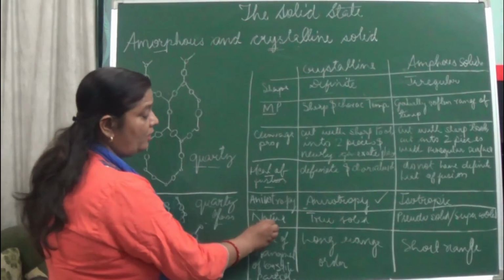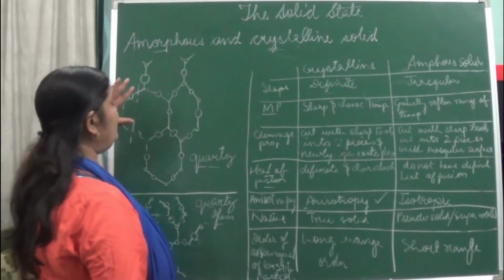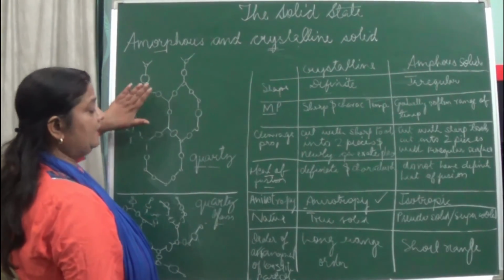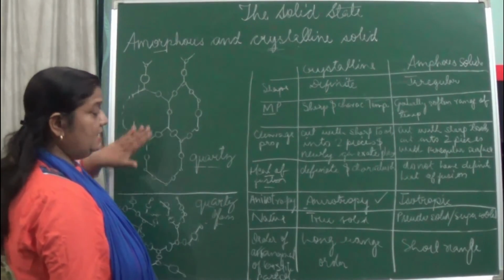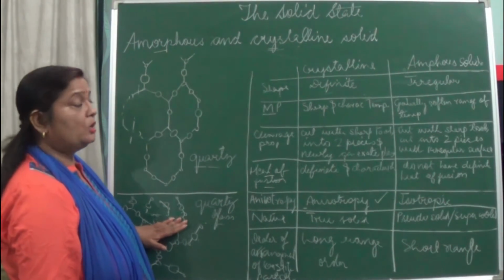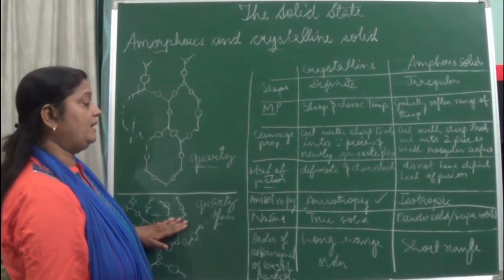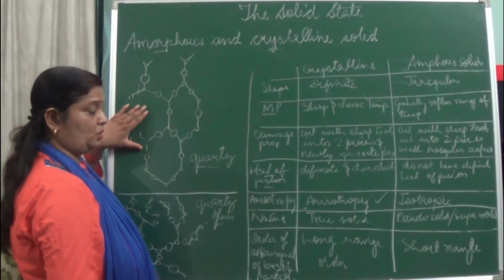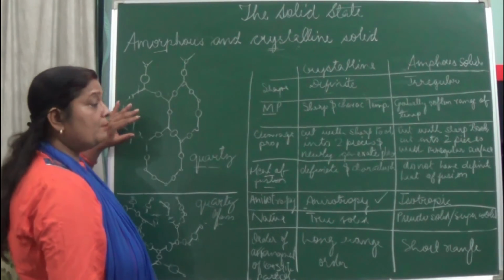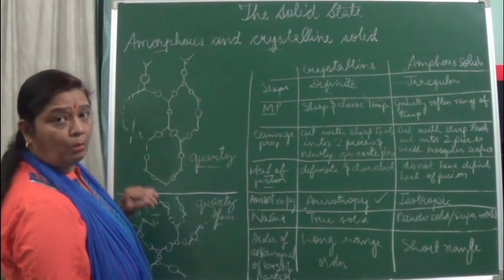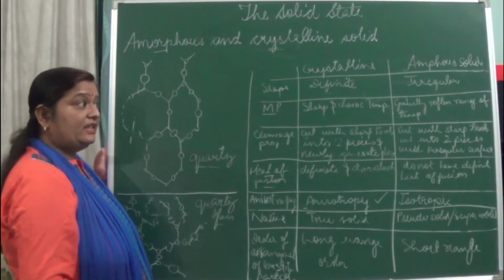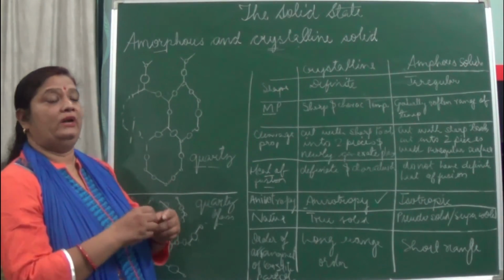Now we are moving on to the nature. When we talk about nature, this is a true solid, and here we are saying pseudo solid or supercooled solid. Why do we say true solid? It has a definite shape. But what happens in this? We are saying it is a pseudo solid. You have seen the old buildings. In that, you have seen the windows of the old buildings.